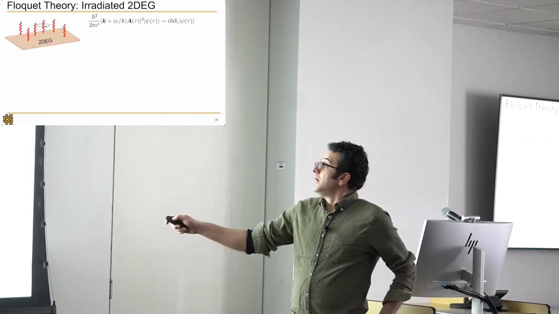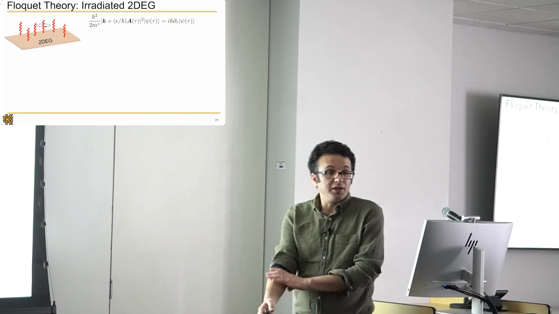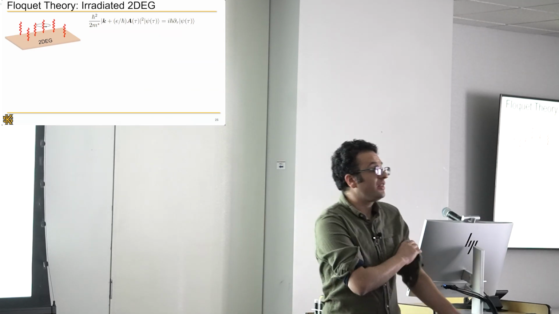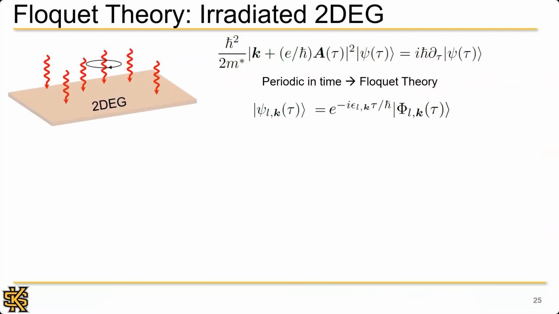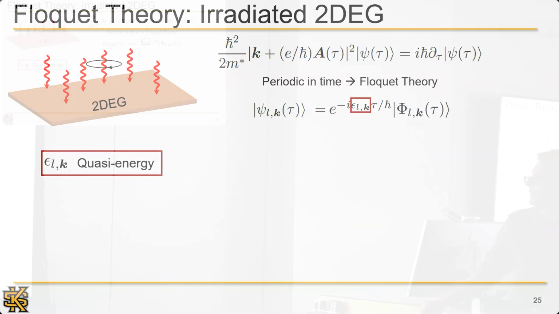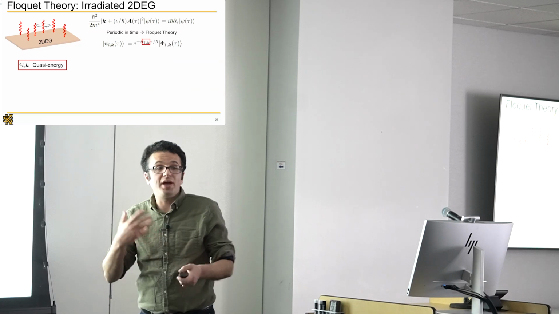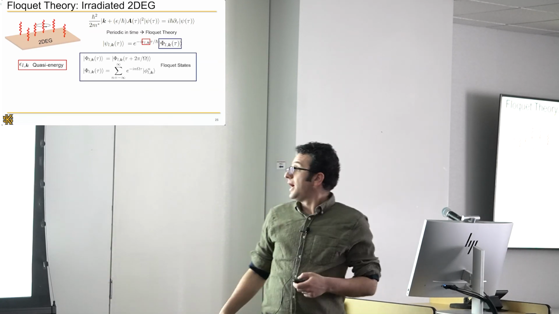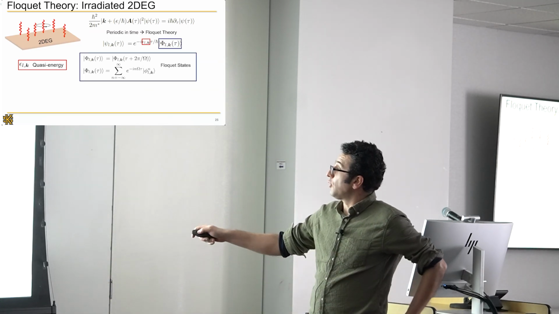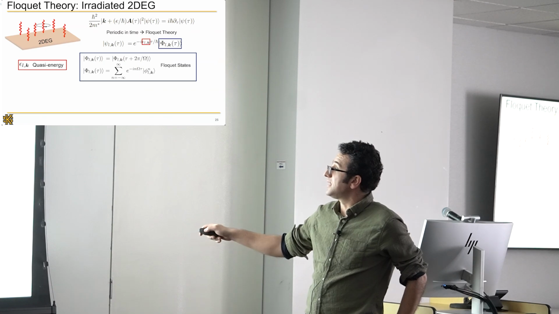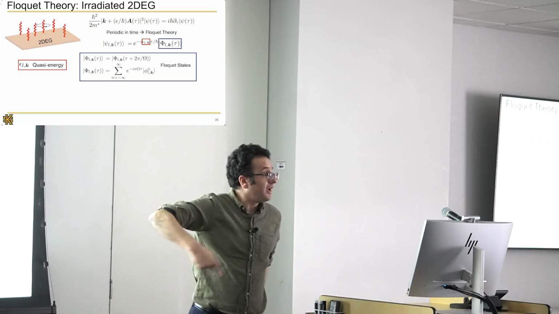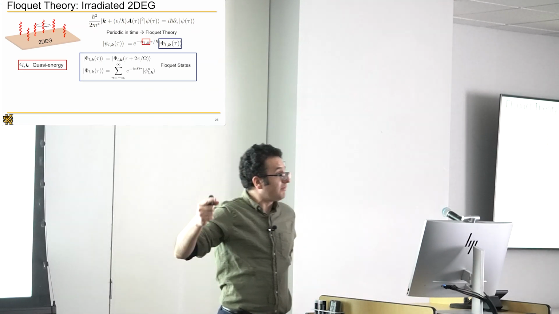So if we have a Hamiltonian that is periodic in time, Floquet theory ensures that we have a solution to the equation such that this solution takes this form. Okay? And here, epsilon Lk is called the quasi-energy because now we have a time-dependent system, and the phi's are the Floquet states, which are states that have the same periodicity as the periodic drive that we have.